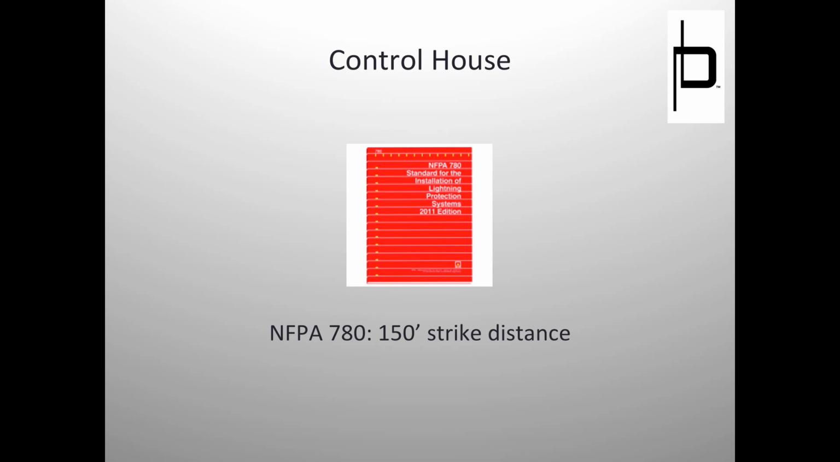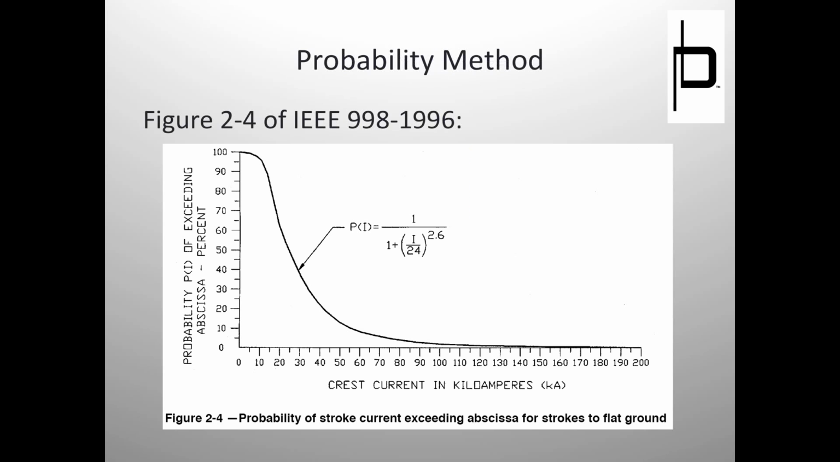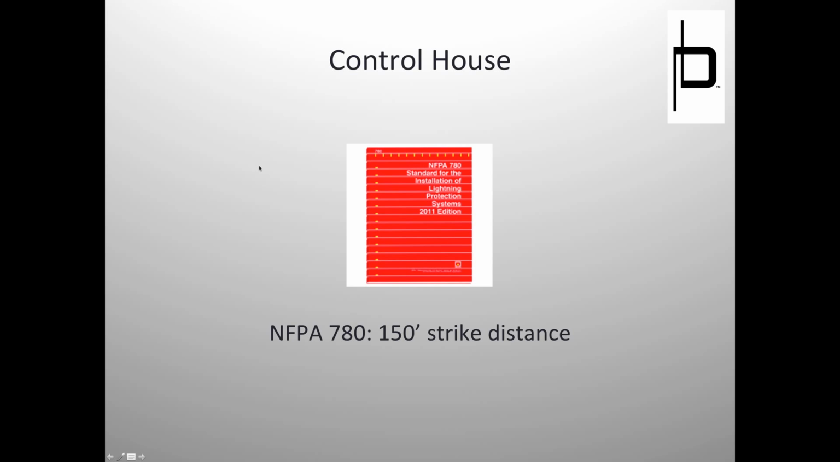You could still have some interruptions. You could have some issues. You got equipment attached to the walls. Sensitive electronic equipment. You talk about relays and communication equipment and all kinds of stuff. So when someone asks us to protect a control house, we always refer to the NFPA 780 standard. And that standard basically says use a 150-foot strike distance. It just gives us the sphere radius. And this sphere radius, we could back calculate it and see what percent of strokes it's covering. But this sphere radius is what the NFPA has said is what you should use for buildings.